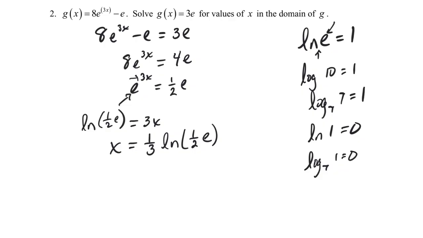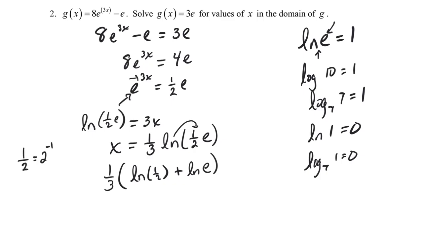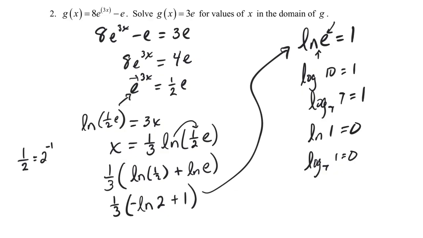I have two factors in there, and I could expand this to natural log of 1/2 plus the natural log of e. And I can actually go a little bit further because 1/2 is equal to 2 to the negative first. So I could rewrite this as 1/3 times negative natural log 2, with the negative out front because it has a negative exponent, plus 1 because of this stuff right here. So that's another way to write it, but I don't think we'd have to go that far.